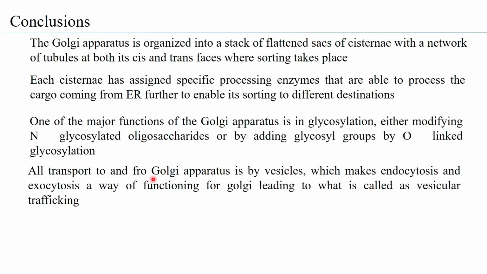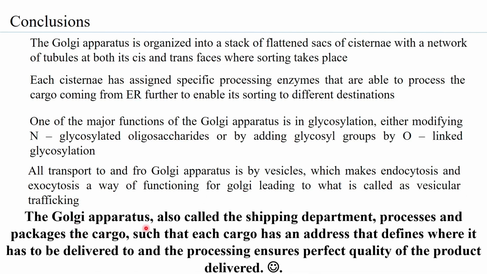All transport to and fro the Golgi apparatus is by vesicles, which makes endocytosis and exocytosis a way of functioning for the Golgi, leading to what is called vesicular trafficking. So the Golgi apparatus, also called the shipping department, processes and packages the cargo such that each cargo has an address that defines where it has to be delivered to, and the processing ensures perfect quality of the product delivered.